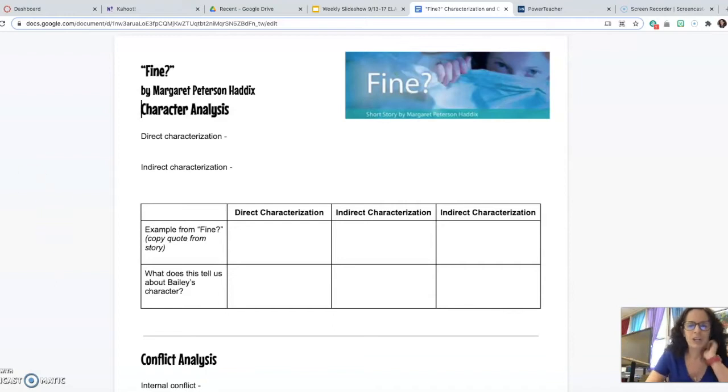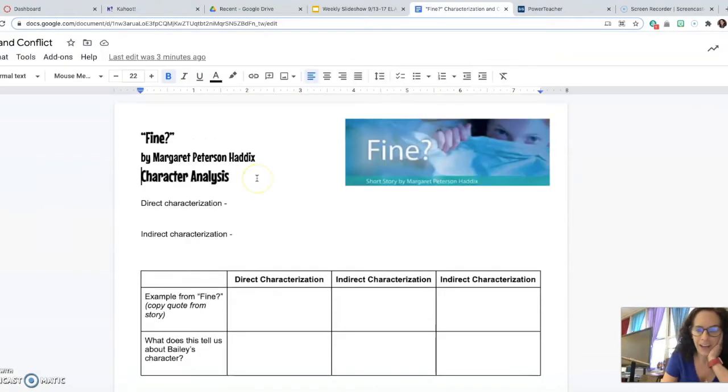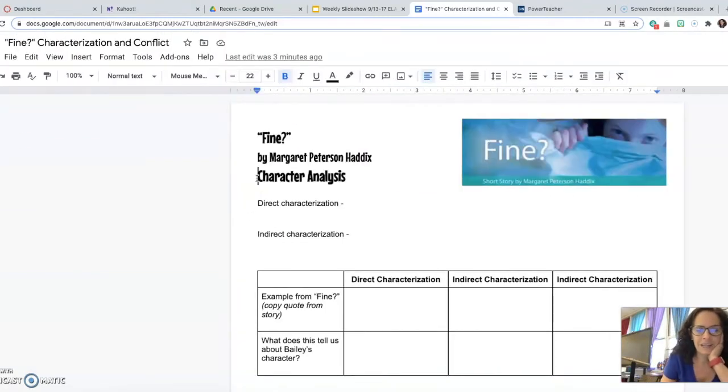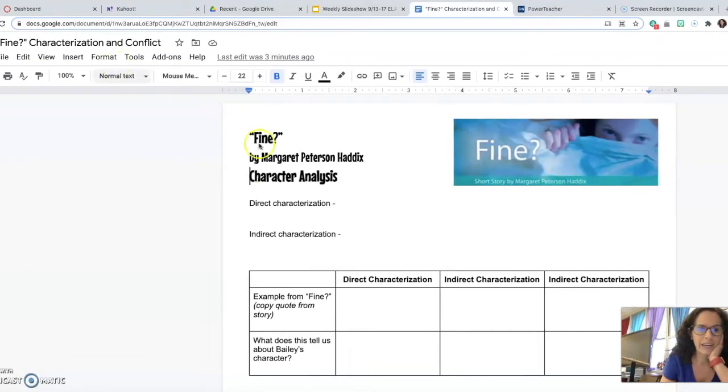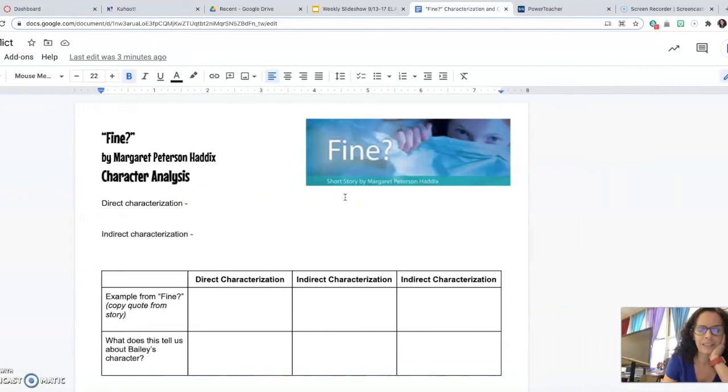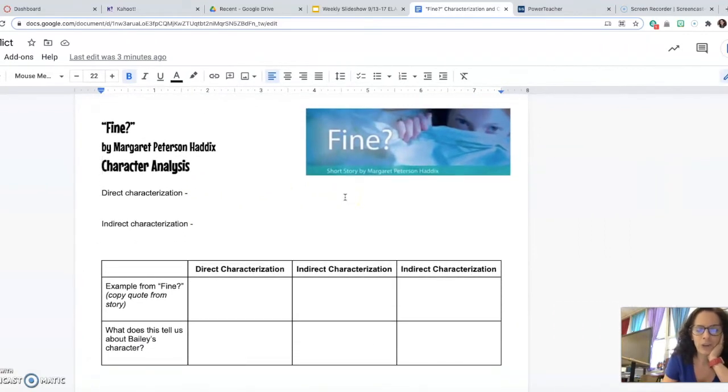So first, you're going to open up this file that is linked in our Canvas module as well as our slideshow. It's called Find Characterization and Conflict. And it's just reviewing a lot of the things that we have already learned about, but that people still seem to be struggling a little bit with. So we wanted to go back and make sure that we hit these things with you guys.